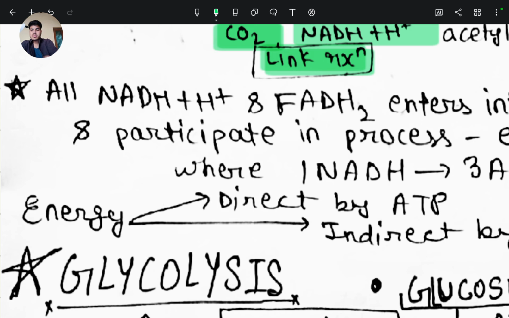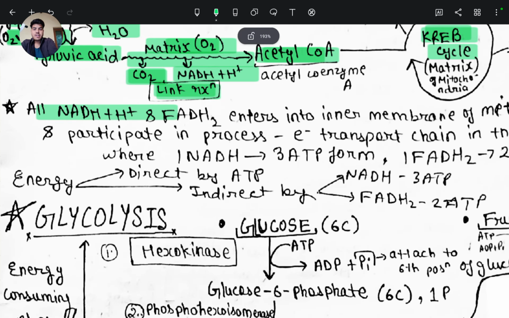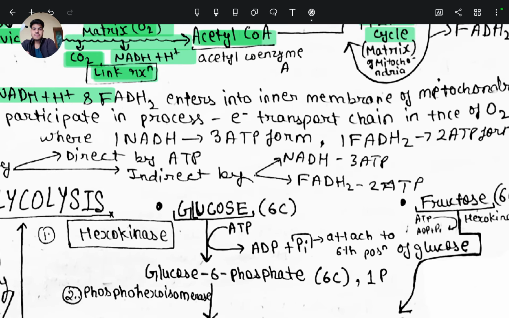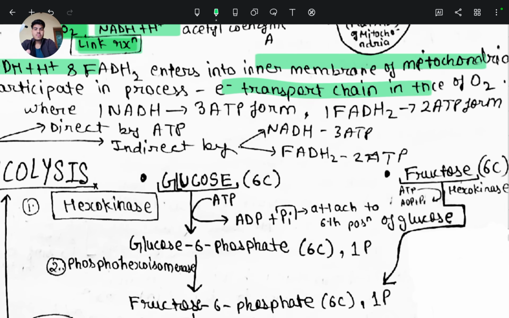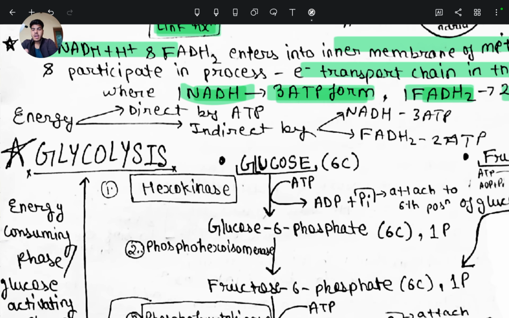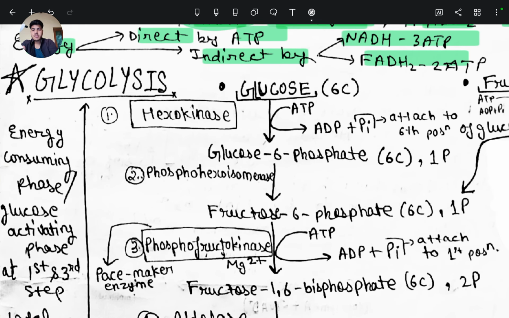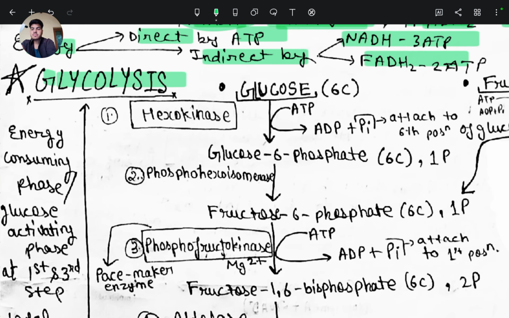Some important points: all NADH plus H plus and FADH2 enter into the inner membrane of mitochondria and participate in the electron transport chain, in presence of oxygen, where one NADH gives 3 ATP and one FADH2 forms 2 ATP. Energy is direct by ATP and indirect by NADH and FADH2. So the first process is glycolysis.